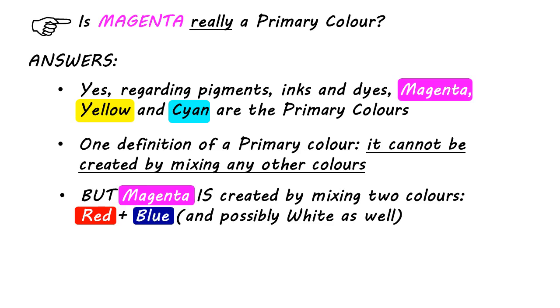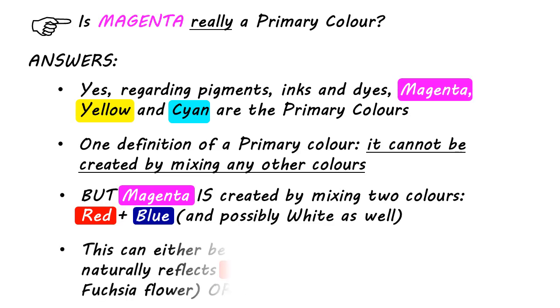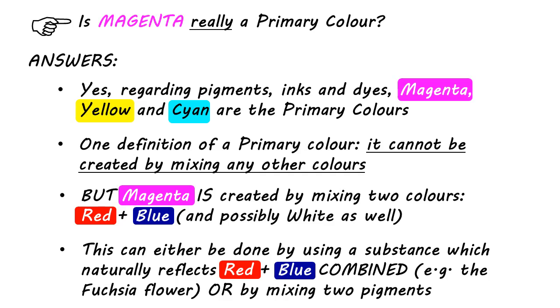The fact that magenta is a primary colour and yet can be created by mixing other colours is just a strange phenomenon which scientists and artists can debate about. We won't get into that debate here. The point is, magenta can either be created by using a substance which naturally reflects both red and blue combined, such as the fuchsia flower, or by mixing two pigments together.